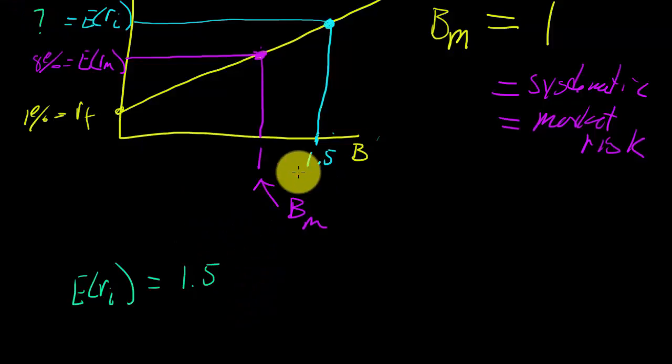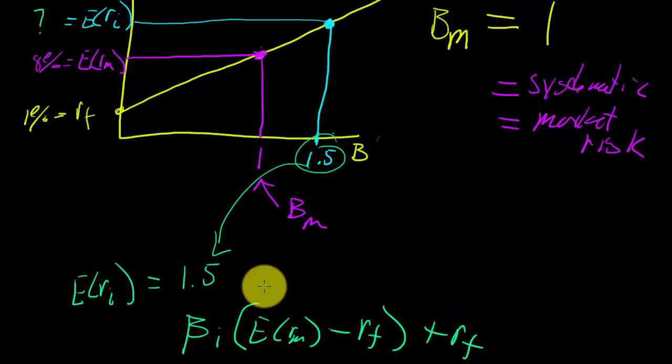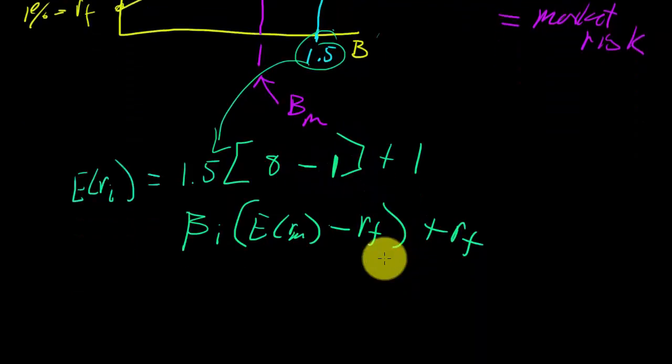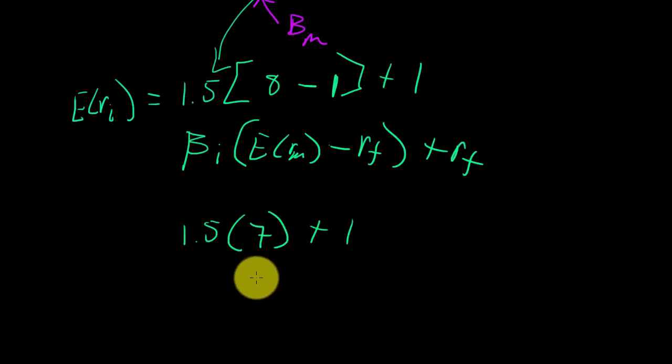I have a beta of 1.5, that's right here. Maybe I should draw the equation. Beta I times the expected return of the market minus the risk-free rate, plus the risk-free rate. So then I just plug everything back in. What's the expected return of the market? 8%. 8 minus 1, which is the risk-free rate, plus 1, and that's going to give me an expected return. So 8 minus 1 is 7. That's 1.5 times 7, which is 10.5, plus 1.